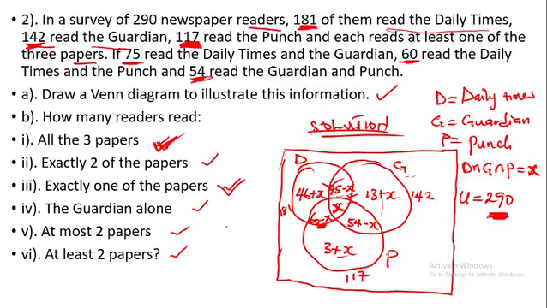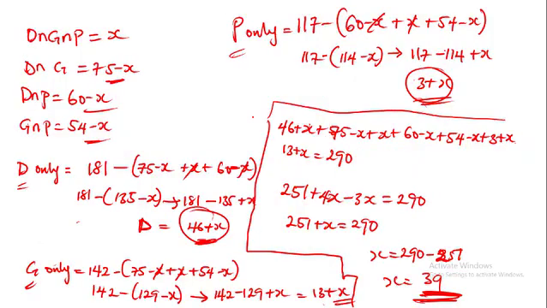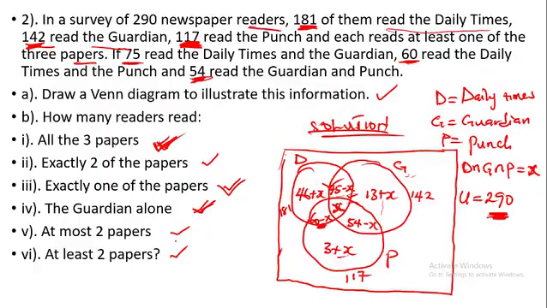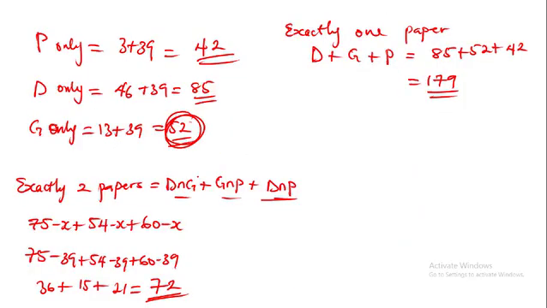Okay, let's go back to the question. We are asked to find those who read The Guardian alone. We've already found that those who read The Guardian alone is equal to 52. Now they said we should find those who read at most 2 papers. That is, those for whom the highest they can read is 2 papers out of these 3. Those who can read at most 2 papers.